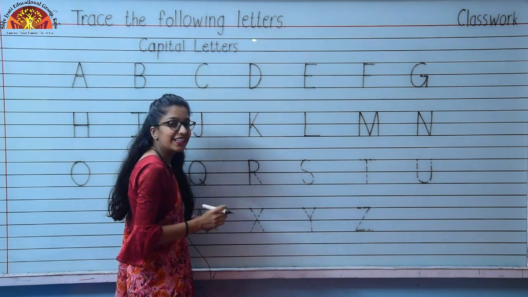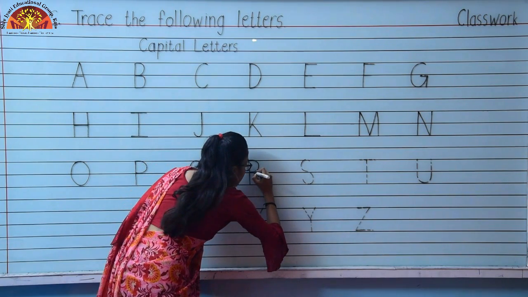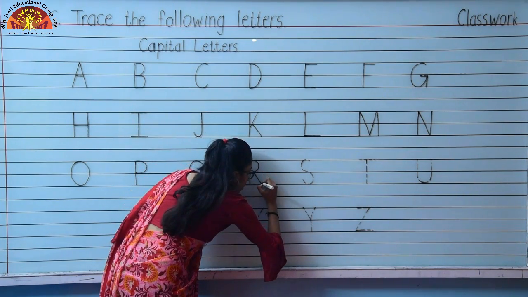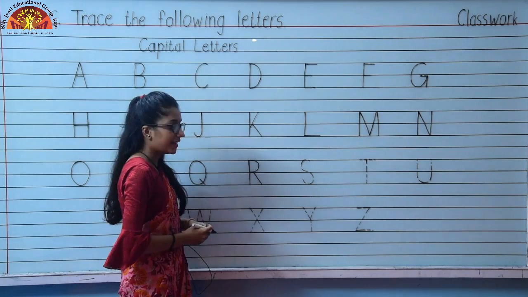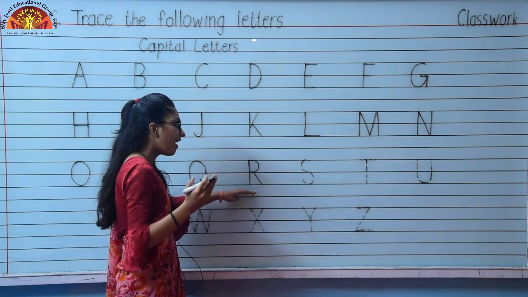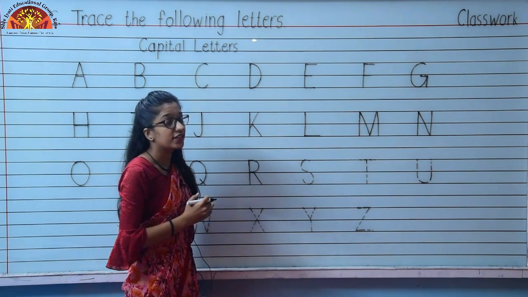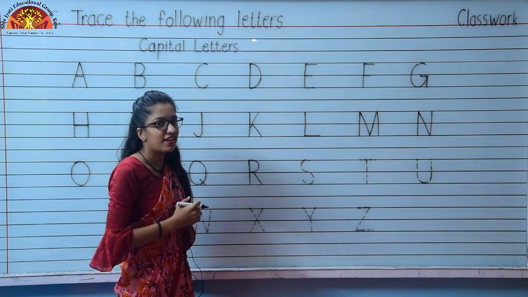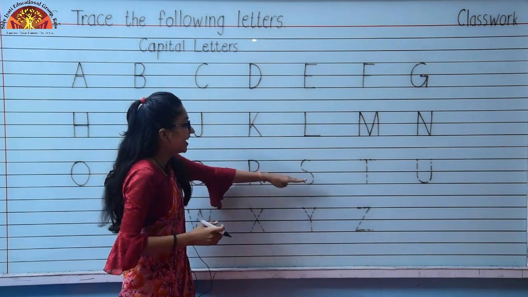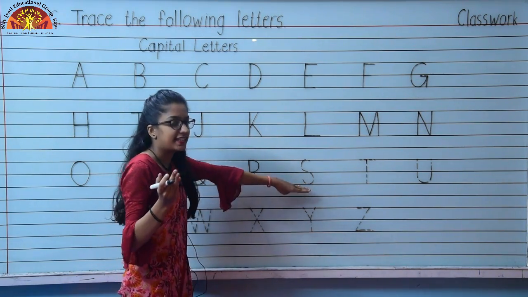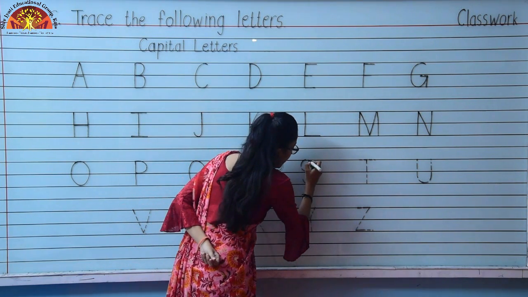Then again one slanting line. Like this. This is capital letter R. Now tell me what comes after capital letter R? It's capital letter S. So let's start tracing.